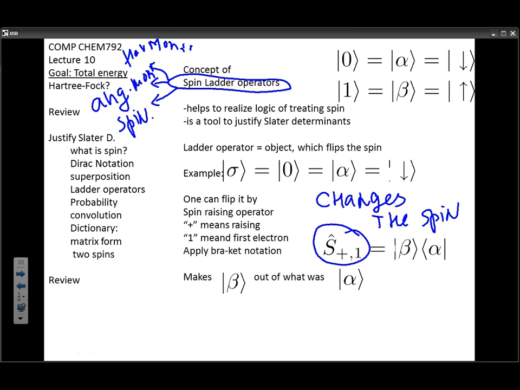Please raise hands so that I do not go too far if the word Dirac notation makes you uncomfortable. Raise hands if the word Dirac notation makes you comfortable. Okay.